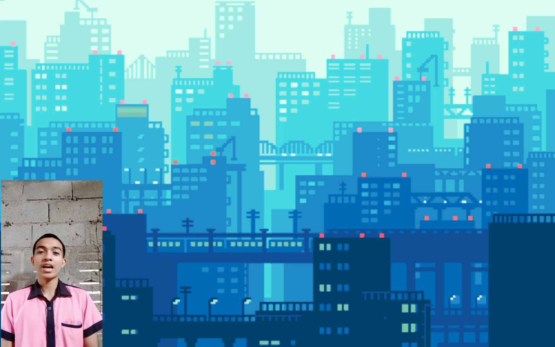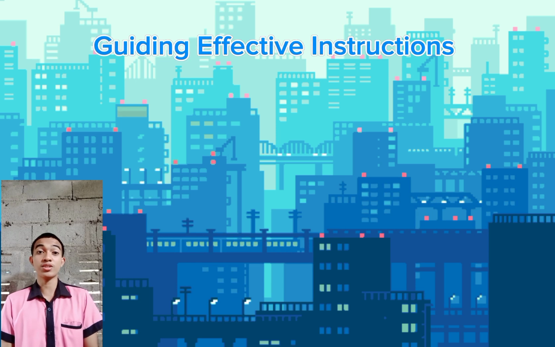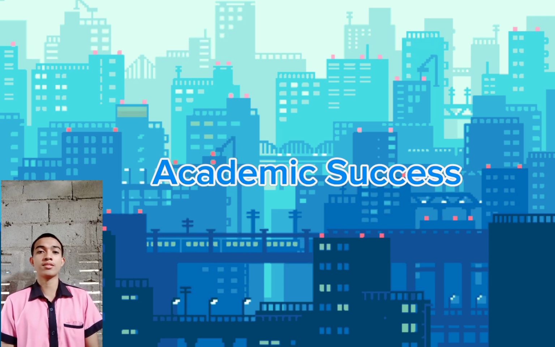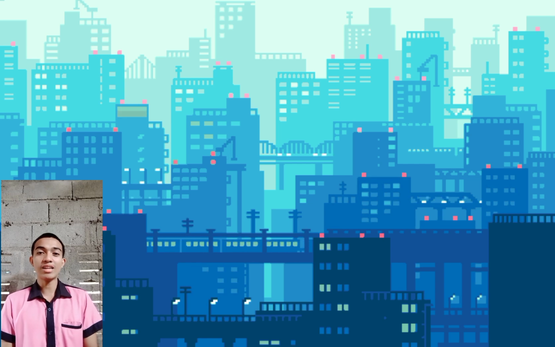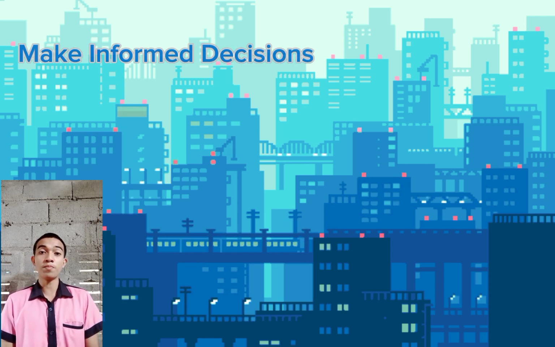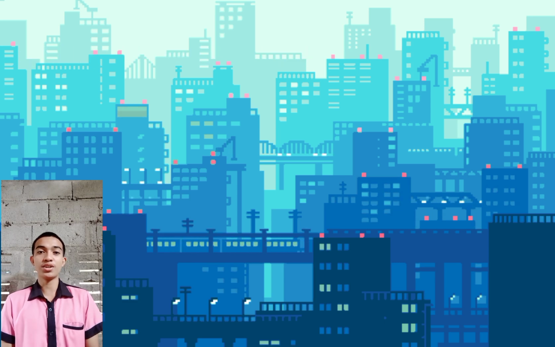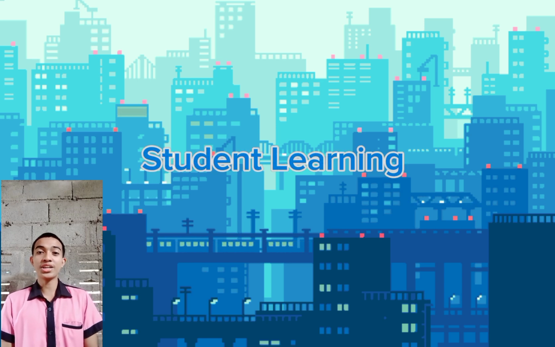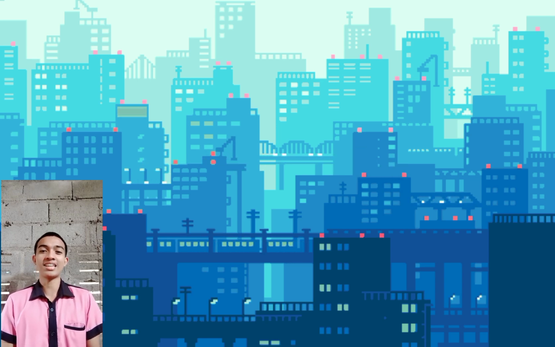In summary, identifying patterns and trends in student performance at the elementary level is essential for guiding effective instruction and ensuring all students achieve academic success. By systematically collecting and analyzing data, teachers can make informed decisions to adjust their teaching strategies, provide targeted interventions, and enhance student learning across all content areas.